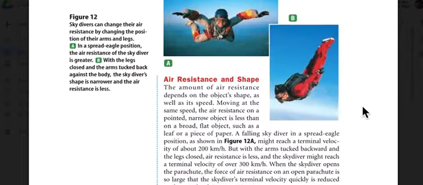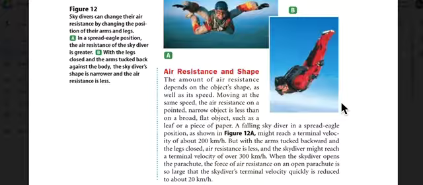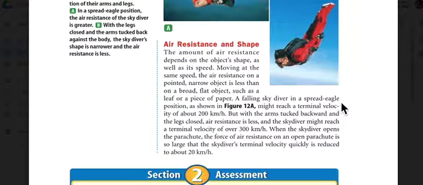Air resistance and shape. We've got some skydivers here. The amount of air resistance depends on the object's shape, as well as on its speed. Moving at the same speed, the air resistance on a pointed, narrow object is less than on a broad, flat object, such as a leaf or a piece of paper. Ooh, there's a clue, a piece of paper.